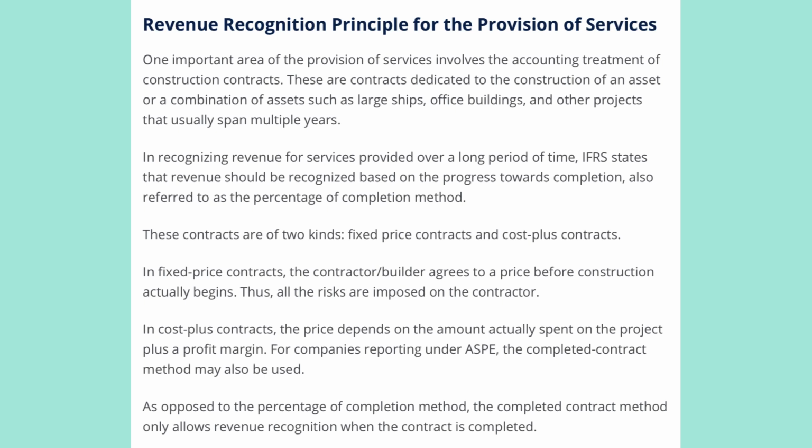In recognizing revenue for services provided over a long period of time, IFRS states that revenue should be recognized based on the progress towards completion, also referred to as the percentage of completion method. These contracts are of two kinds: fixed-price contracts and cost-plus contracts. In fixed-price contracts, the contractor/builder agrees to a price before construction actually begins. Thus, all the risks are imposed on the contractor. In cost-plus contracts, the price depends on the amount actually spent on the project plus a profit margin.